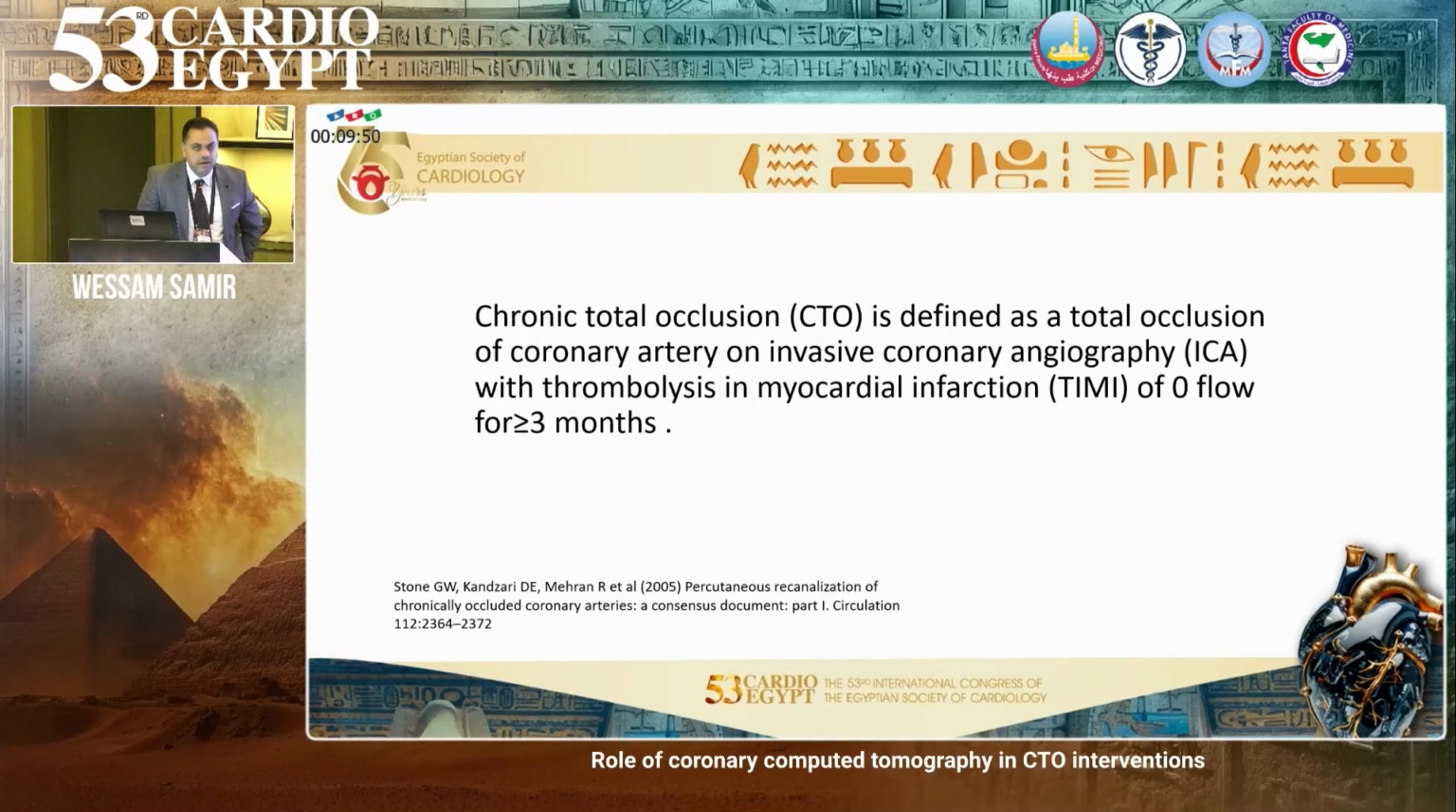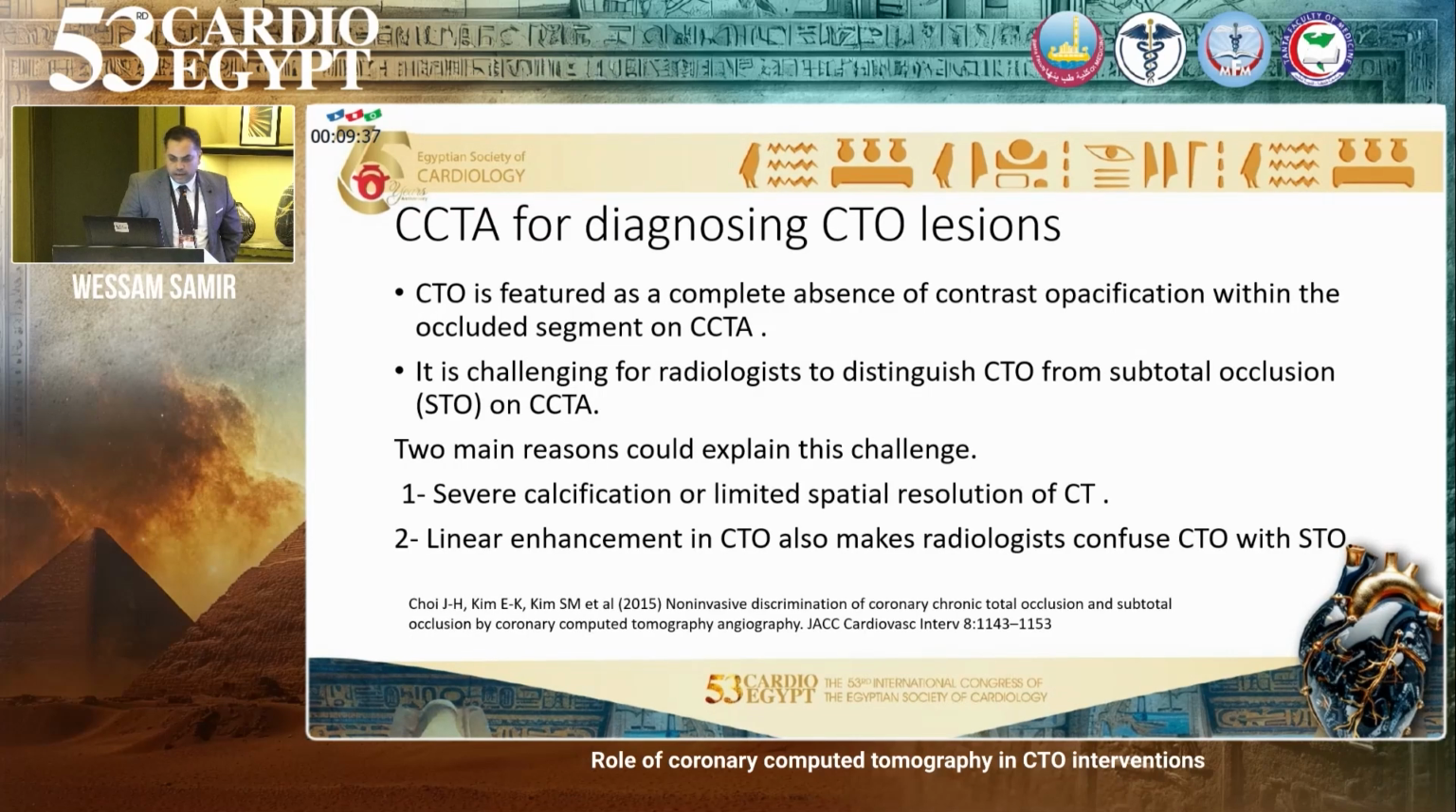So let's define CTO. A CTO is a total occlusion of the coronary artery with a TIMI zero flow in invasive coronary angiography for 3 or more months. In CT coronary angiography, a CTO is defined as a complete absence of contrast opacification within the occluded segment on CT angiography. It's always challenging for radiologists to distinguish between two entities, the CTO and the subtotal occlusion.